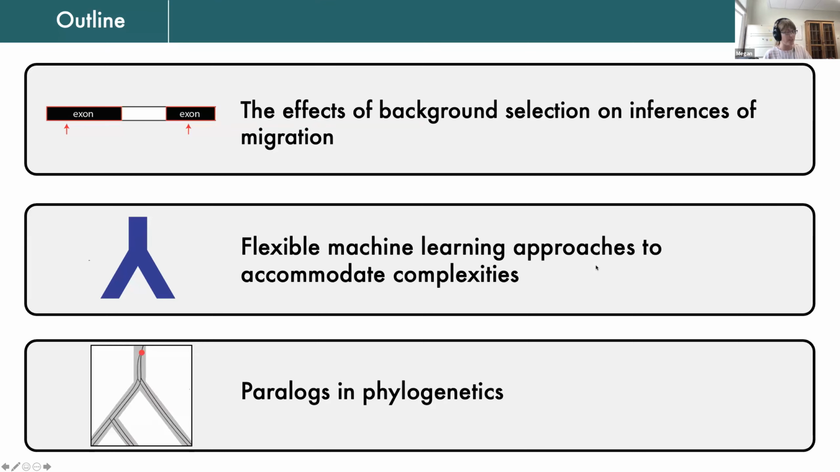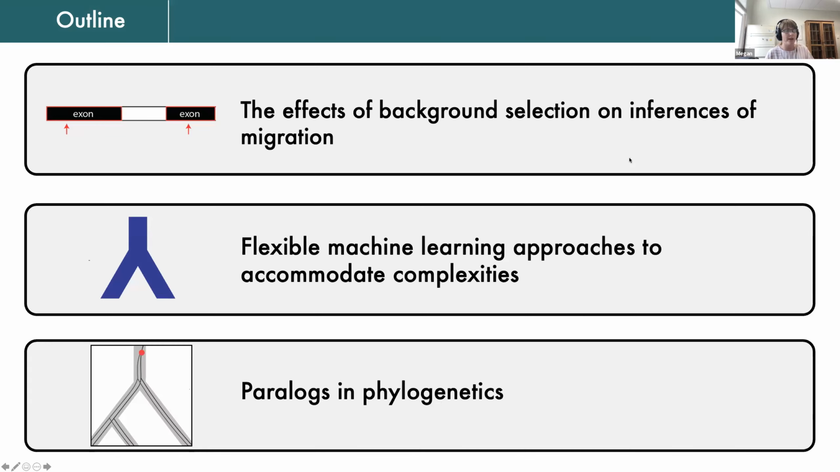Okay, and so I started out by telling you how our methods could be misled by things like selection. And then I talked about some flexible machine learning approaches and how these might be used to increase our confidence in inferences on messy empirical data sets. And finally, I'm going to shift gears. And the last thing I'm going to talk about is the types of data that we actually use. And so this is going to be a bit of a more positive story.